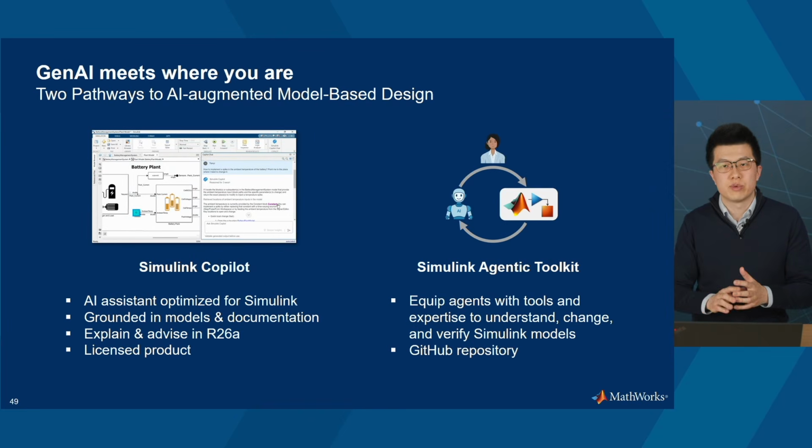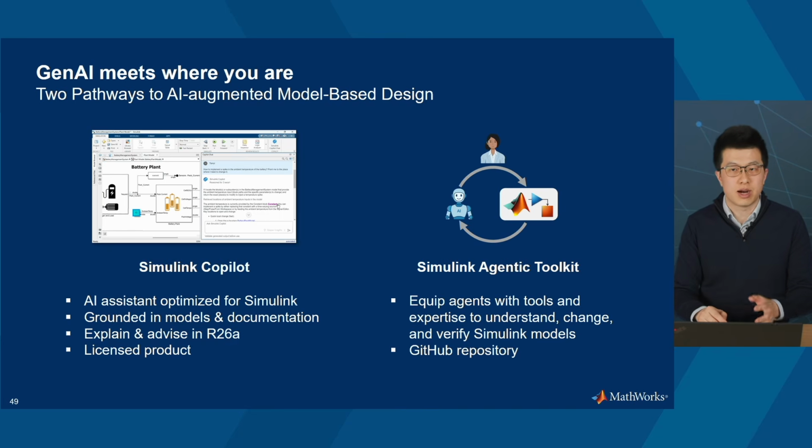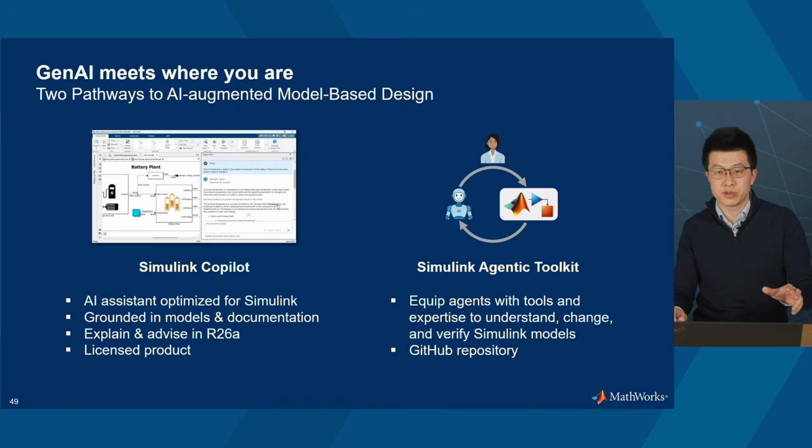So to summarize, we have two pathways to augment model-based design with generative AI. One is through the integrated AI assistant that's optimized for Simulink, and this is Simulink Copilot. The other pathway is connecting your AI coding agent to Simulink through the Simulink Agentic Toolkit. So these solutions are designed to meet you where you are, whether you want to work within Simulink or use Simulink along with your AI coding agents.